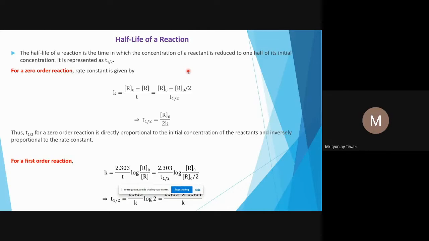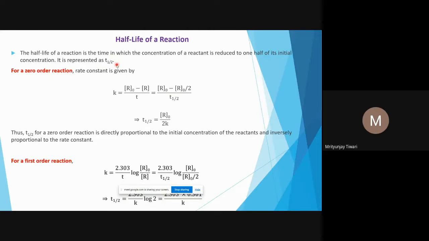It means that if half of the reactant is already consumed, the total time required is called the half-life of the reaction. So the half-life of a reaction is the time in which the concentration of a reactant is reduced to one half of its initial concentration, and it is represented by t half.